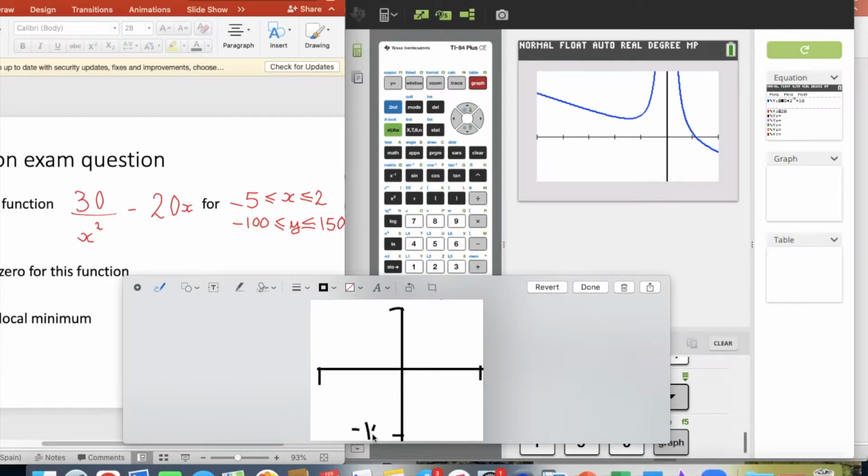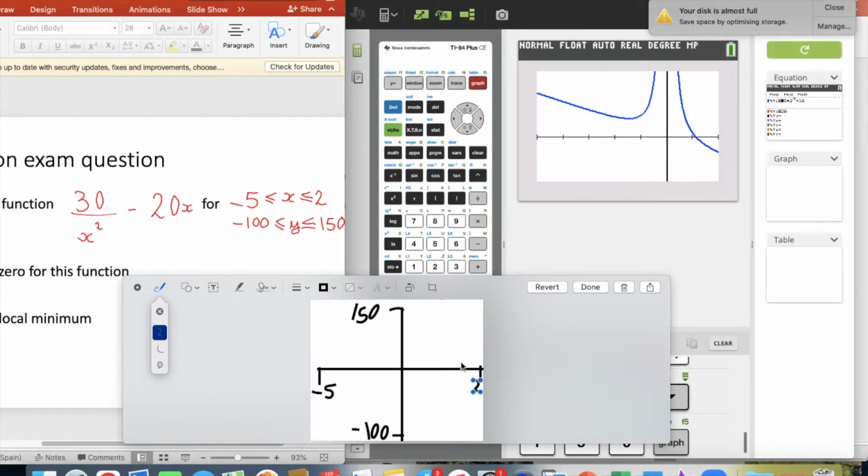So looking at the question, the smallest y number is -100 and the largest y number is 150. So we're going to put these onto the graph. Then we're going to do the same with the x numbers. The smallest number is -5 and the largest number is going to be 2. Please note that it does not need to be drawn to scale. This is a sketch.